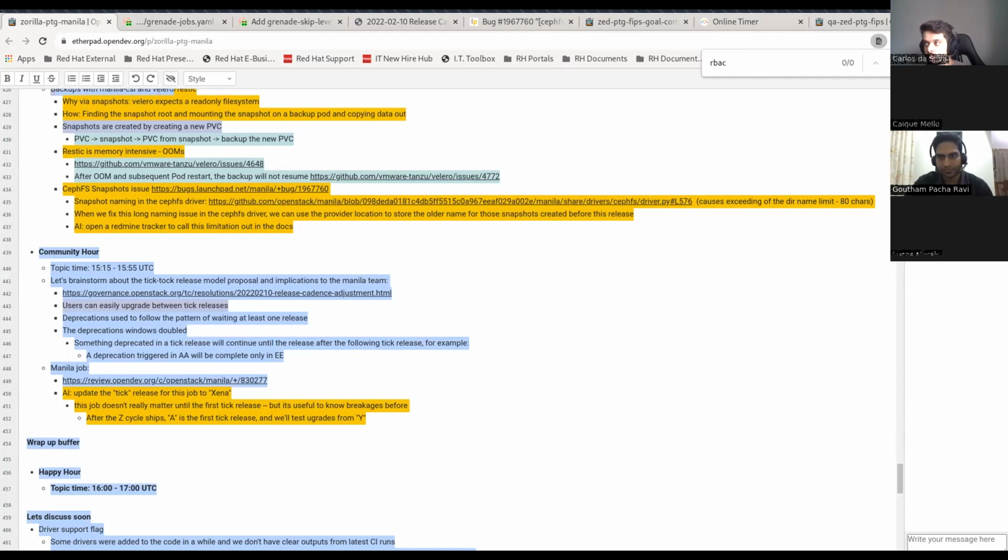I didn't quite understand why the deprecation windows doubled. I thought in the example given there, from AA it would be complete on EE. I thought it would be on CC, but we have AA as a tick, BB would be a tock, and CC would be another tick, and then on tock we wouldn't deprecate anything, and then on tick it would happen.